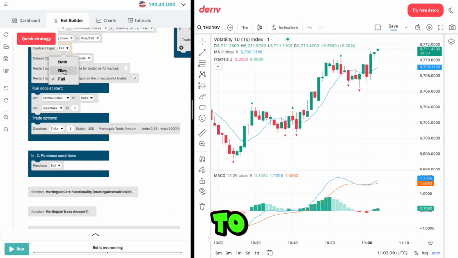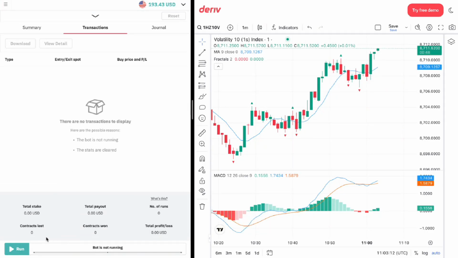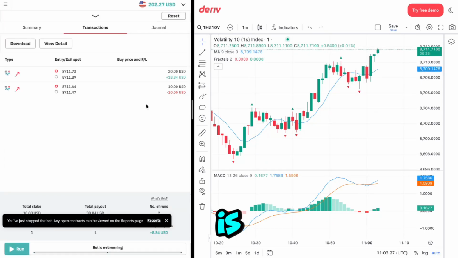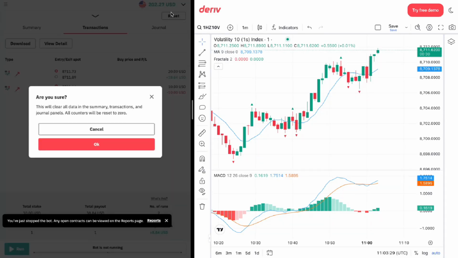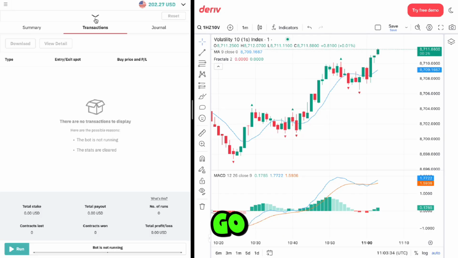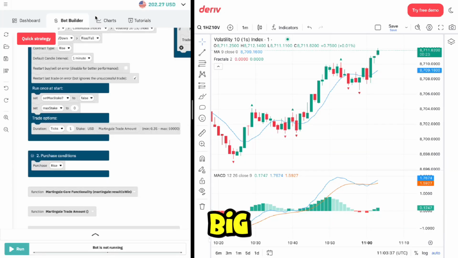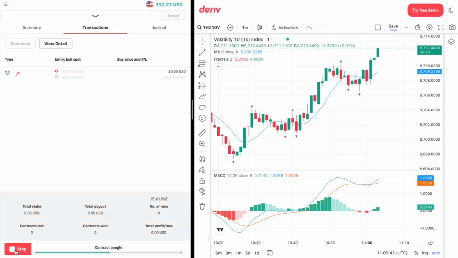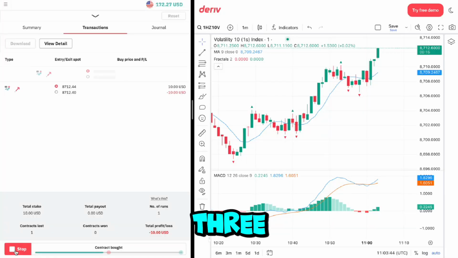Yeah, this market seems like it might keep going up. Let's go. So we go a maximum of 3 runs. It's a risky market, so it's better to just take small profits as you go, rather than just aim for one big thing and then you end up losing. Let's see if we can do 3 runs.